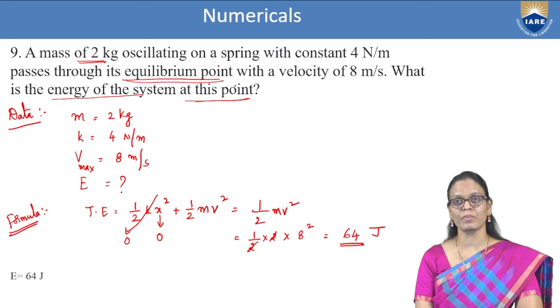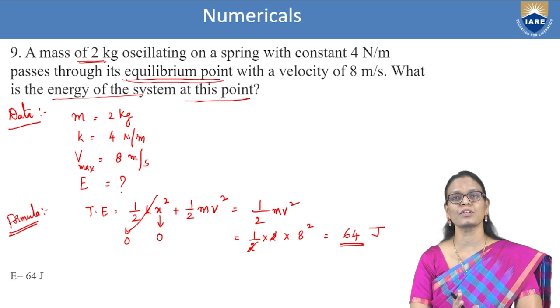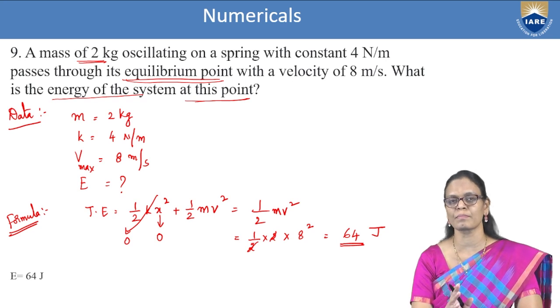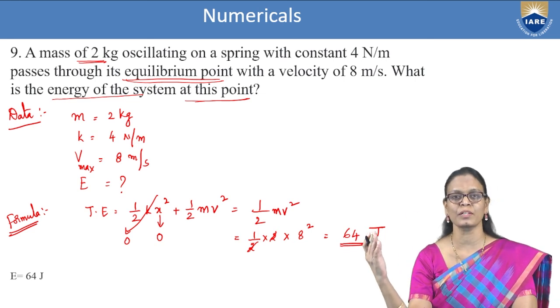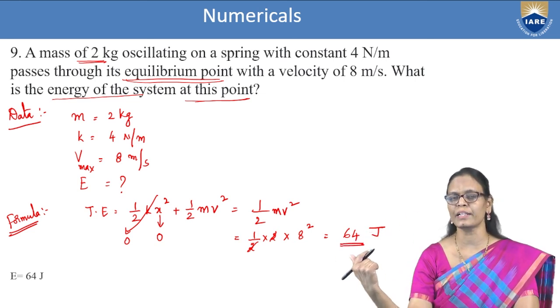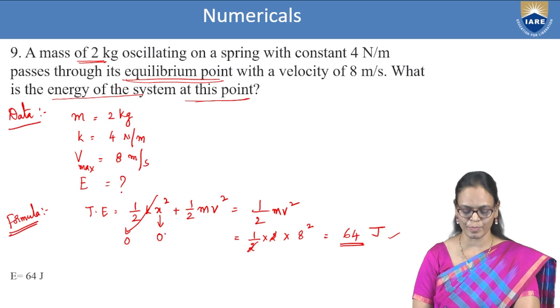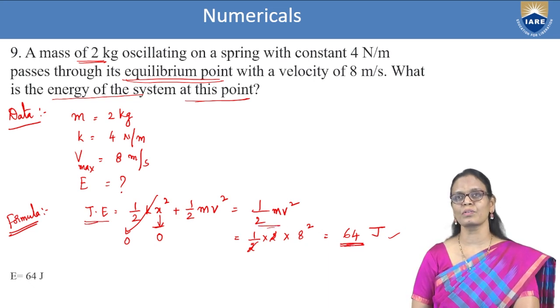So the energy at the equilibrium position, because we have seen in theory, whenever we are talking about an oscillator, the energy of the system is always conserved, because at the mean position, if the velocity is maximum, it is kinetic energy and the potential energy is 0. But when it goes to the extreme position, the potential energy is maximum and the kinetic energy becomes 0 because the velocity becomes 0. So to understand this concept, we are trying to do this numerical. So what we understand here is, because at the equilibrium position the displacement is 0, the potential energy is 0 and the total energy is due to the kinetic energy, that is 64 joules.